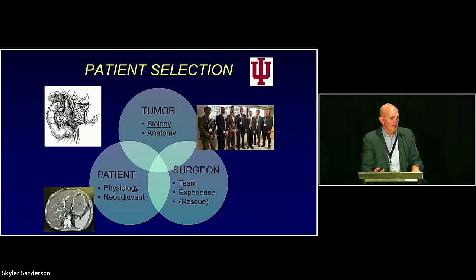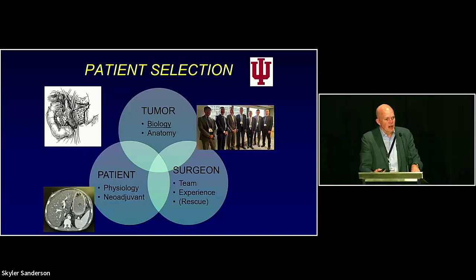Tumor factors, biology is king. I think we all understand that and accept that idea. But there are also anatomical factors. A patient with a tumor on the superior mesenteric vein, superior mesenteric artery, raises the question of, do we need to resect the vascular structures? Do we need to divest the vascular structures?